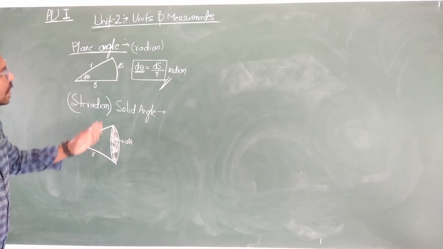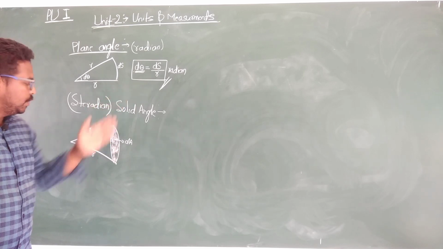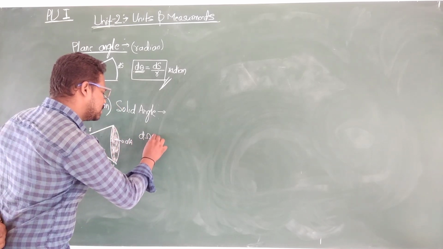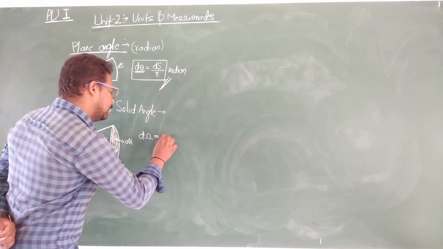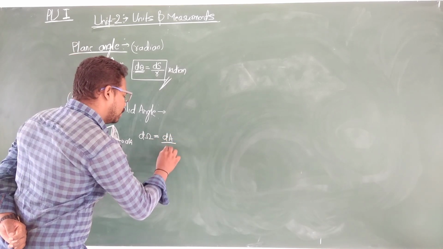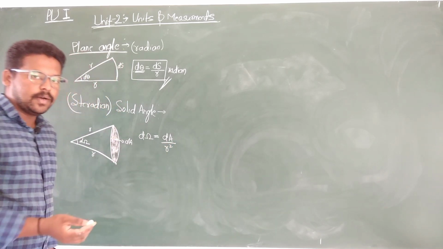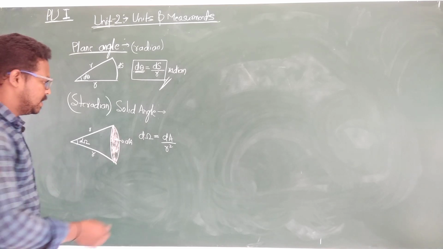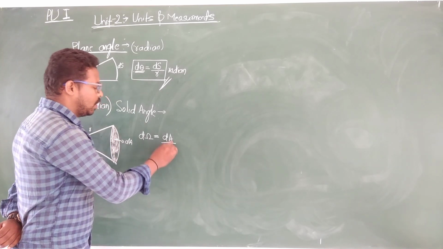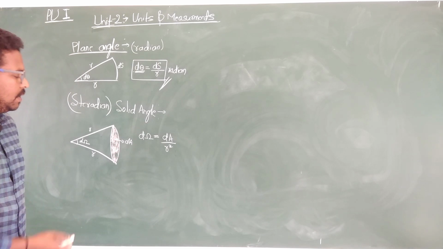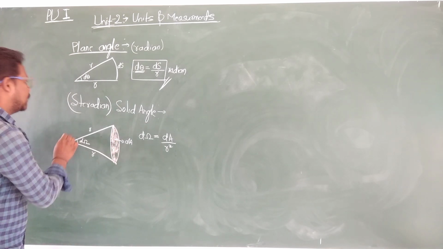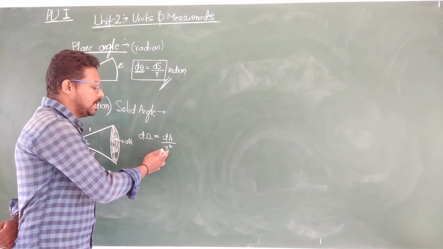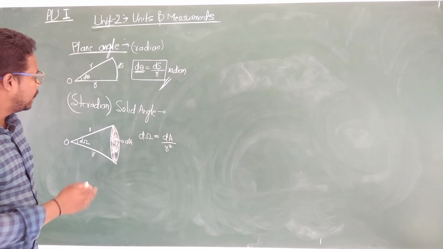So in similar manner as we defined radian, we want to define steradian. So steradian is nothing but the ratio of the area A to the square of the radius of the sphere. Okay, it is defined as the ratio of the area of the sphere with the center O to the square of the radius of the sphere. Okay, how we can define this one?